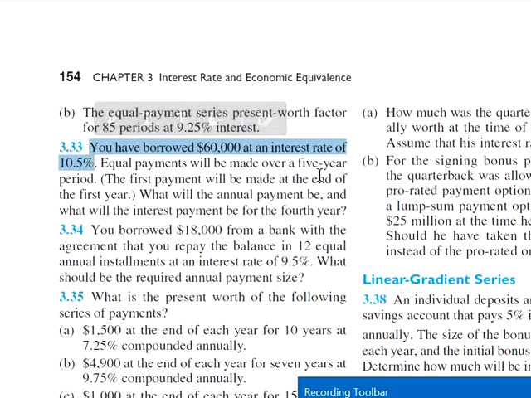Equal payments will be made over a 5-year period. The first payment will be made at the end of the first year. What will be the annual payment and what will be the interest payment for the 4th year? Now this question is similar to question 3.4 which we solved last time. I'll go back to that question as well just to show you.